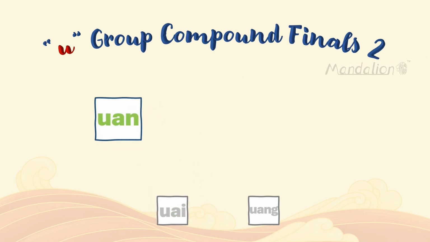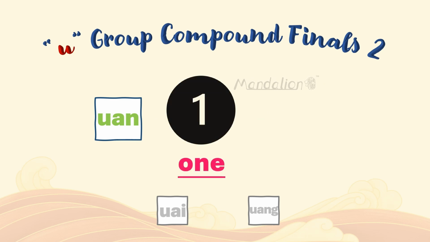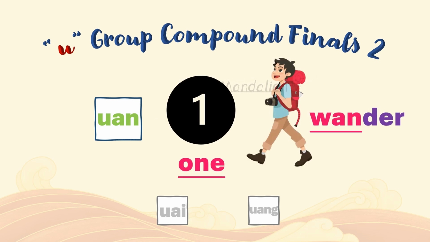Next, wan. This final is made of a combination of the simple u final and the nasal final, an. When pronounced quickly, it should sound like the number 1, or the 1 in the word wonder. One.